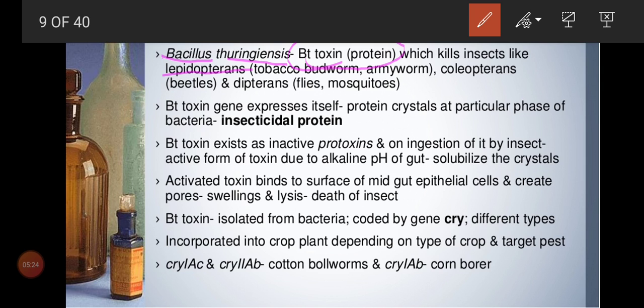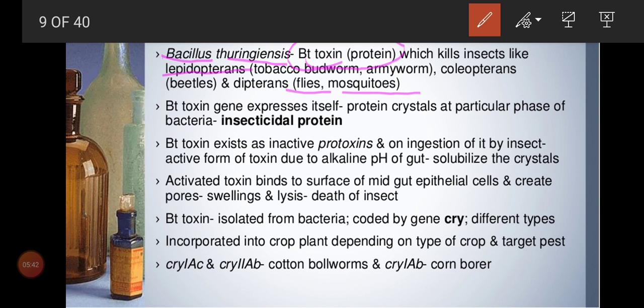Dipterans means organisms that have two wings in their body, so we can call them dipterans. For example, organisms like flies and mosquitoes, organisms who have two wings, we can put under the category of dipterans, that is flies and mosquitoes.